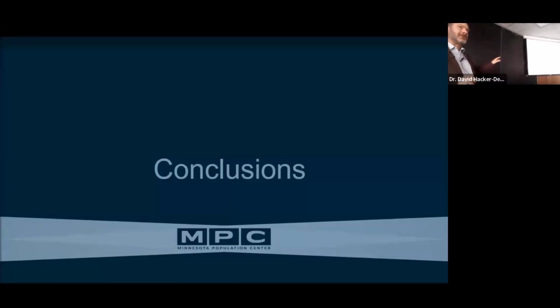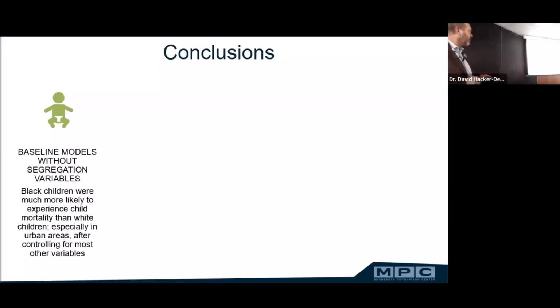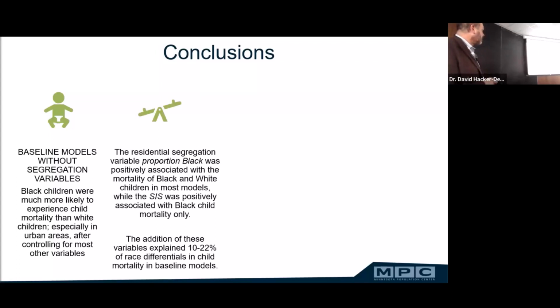All right, let me get to some conclusions, and I'll give you some time here. We ran baseline models without segregation variables, and this is no surprise to anybody. Black children are much more likely to experience child mortality than white children, especially in those urban areas, even after controlling for all the things we can control for in these models. This variable, and again, this is kind of a proxy measure, not based on exact geography, proportion Black in the ED is positively correlated with the mortality of Black and white children in most models, while the sequence index of segregation is only positively correlated with Black child mortality.